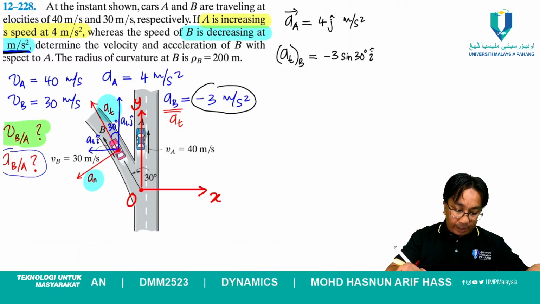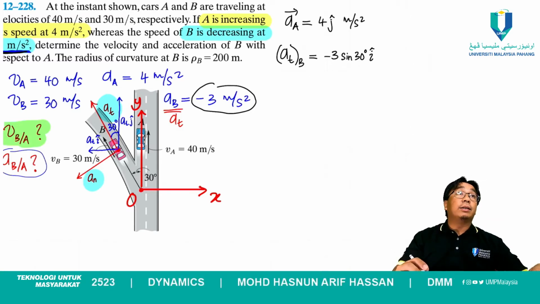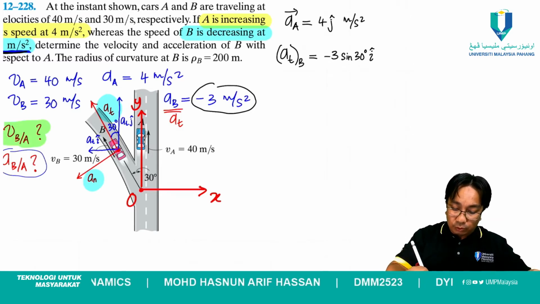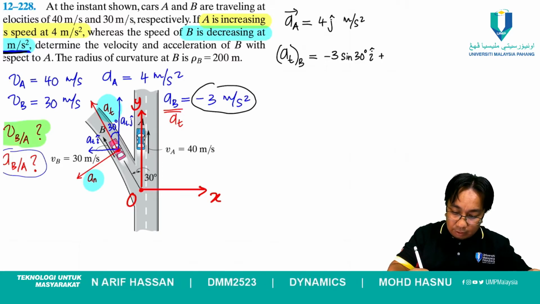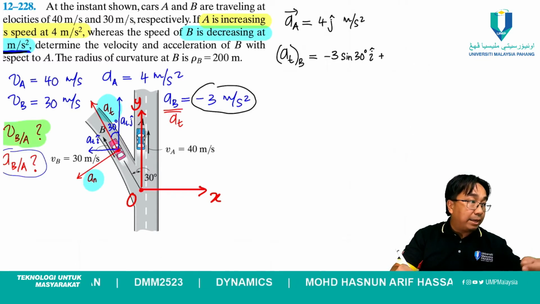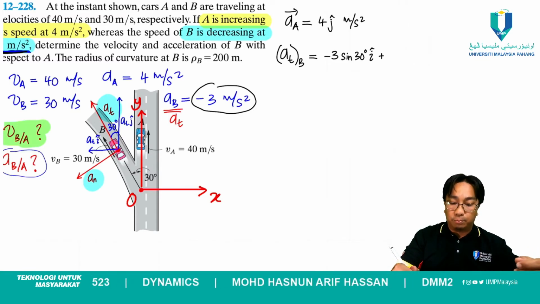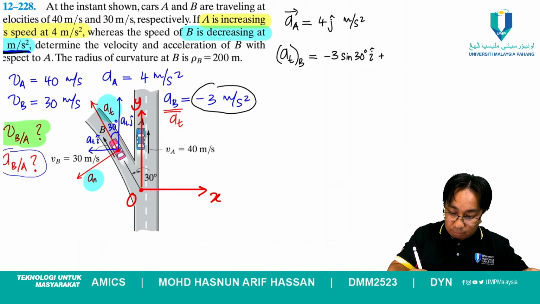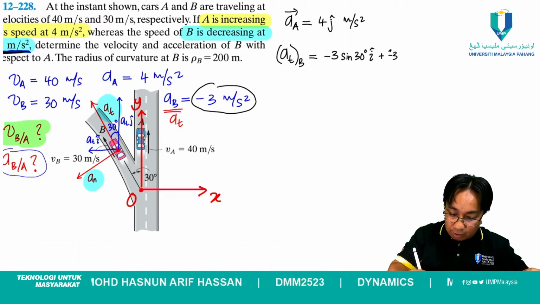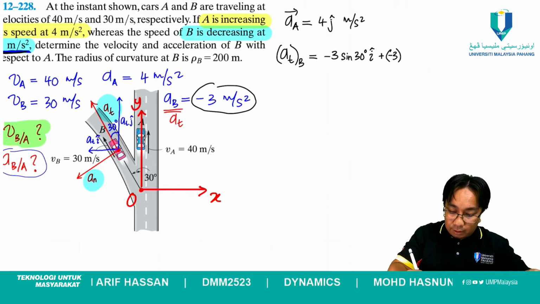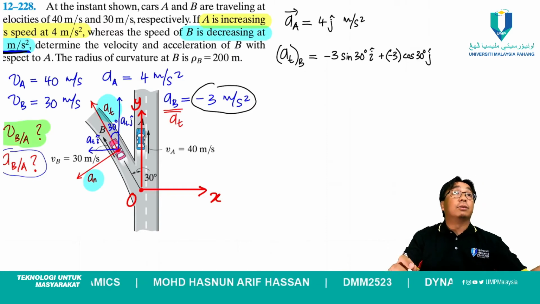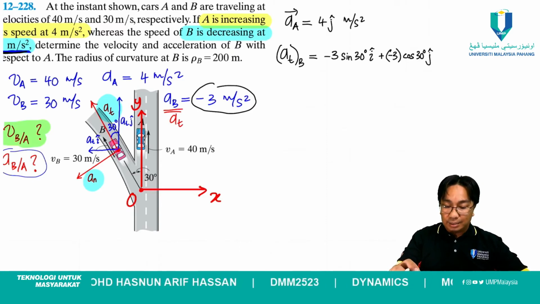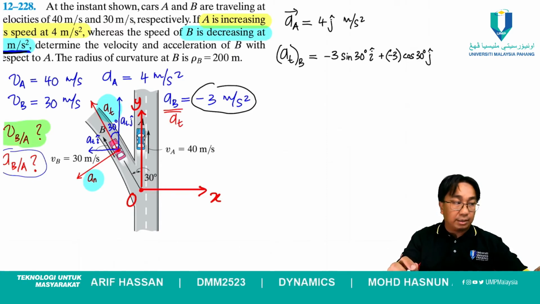And then the j component is pointing up, so it will be plus, and then you have to minus again. So basically it's going to become minus also, minus 3. I will just write it in bracket, plus minus 3 cos of 30 degrees j. So this will be the tangential component of acceleration.